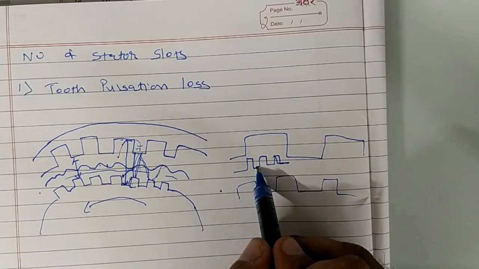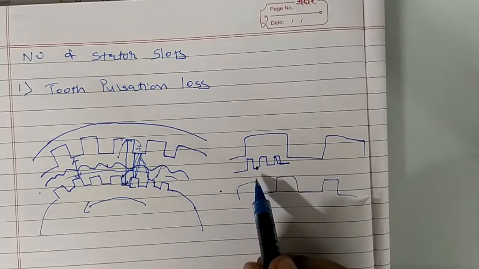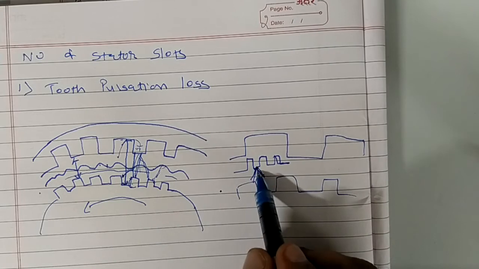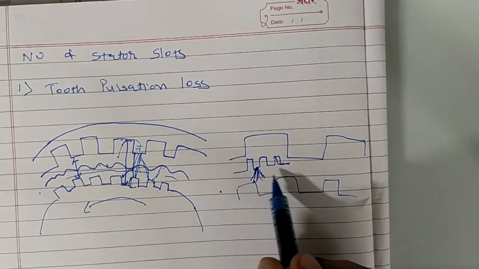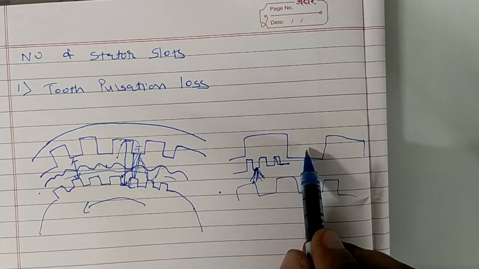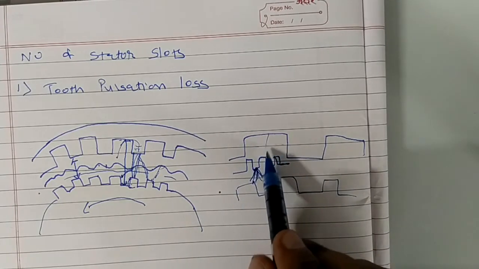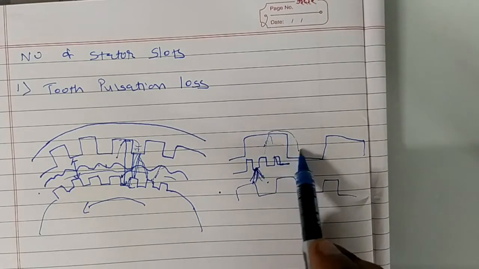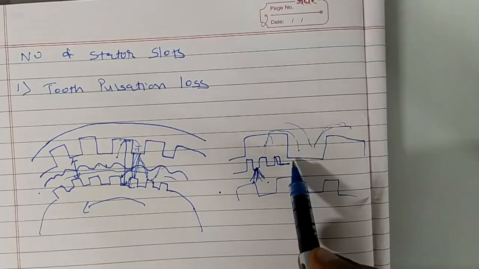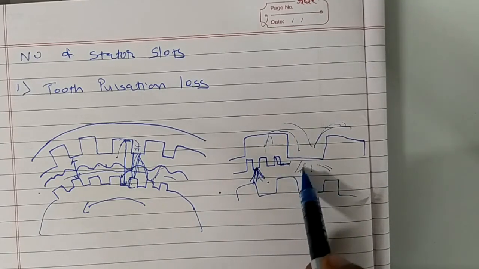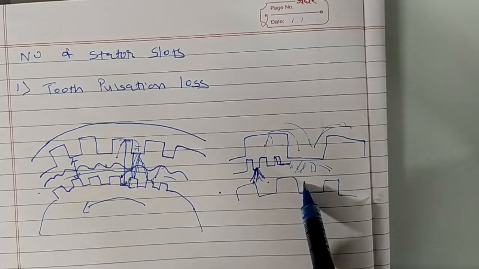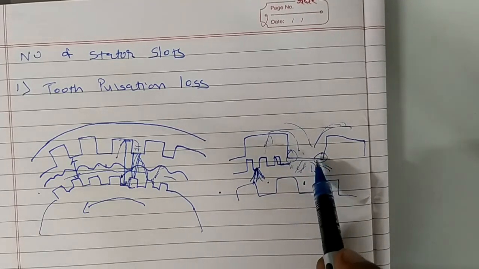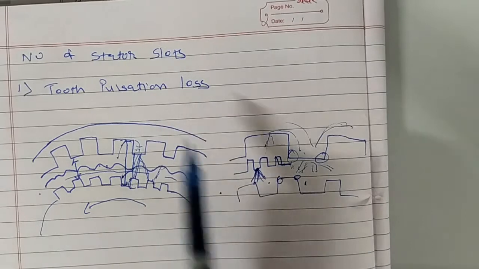whatever flux is flowing from stator to rotor will quickly have some rotor tooth to go from stator to rotor. But if I use a small number of slots, what happens, this area, the flux will not be spread out because this is air gap. So all the flux will go to this area, and they will try to find which rotor tooth is nearest. More crowding of the flux will be there, increasing the flux density in the stator or rotor tooth as well, creating higher tooth pulsation loss.